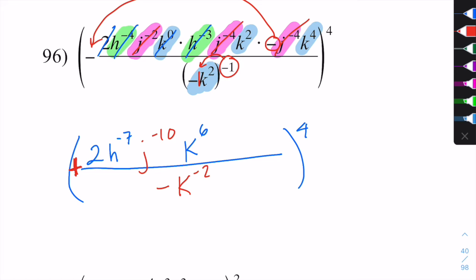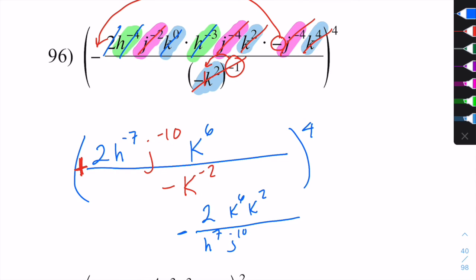Okay, wonderful. So the thing we still have to do on the inside is we see k in two different places and we see some negative exponents. So let's go ahead and clear that up. So we'll put another fraction bar here. 2 can stay up there at the top. And h to the 7th will go down. J to the 10th will go down. The k to the 6th stays, and a k to the 2nd comes up.